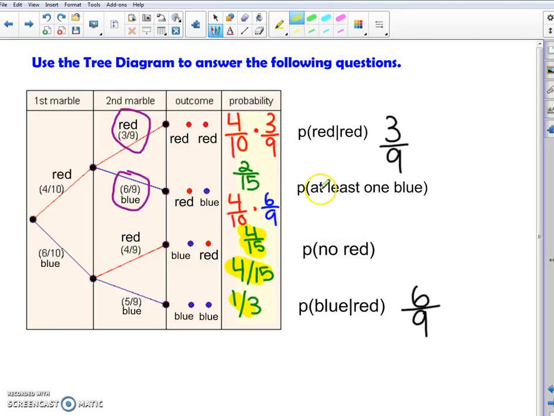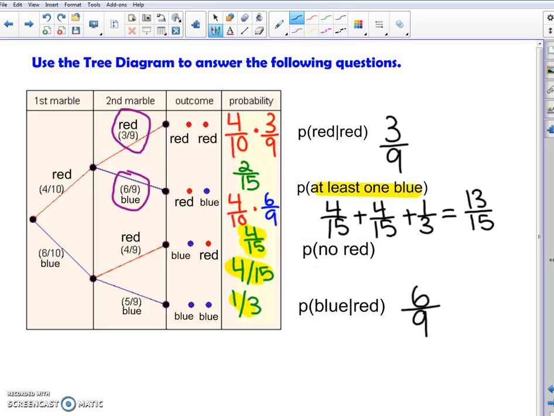So the probability of at least one blue is going to be all of those totaled together. So you're going to take 4/15. You're going to add it to another 4/15 for that blue and then red. And then you're going to add 1/3 for picking a blue and then picking a blue again. And when you add all those together, we get 13 out of 15 as our total. And that one doesn't reduce, so you can just leave it.